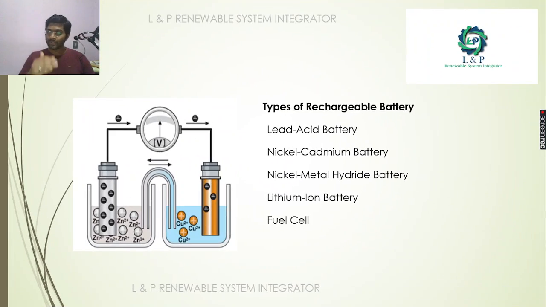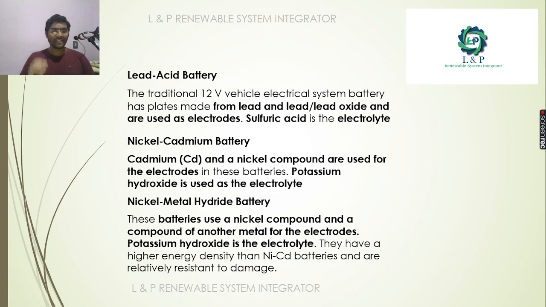If you try to classify the types, we have different types of rechargeable batteries: lead acid batteries, nickel cadmium batteries, nickel metal hydride batteries, lithium ion batteries and fuel cell batteries. The lead acid battery is a 12-volt battery which is used for the vehicle electrical system. In this one, lead and lead oxide are used as electrodes and sulfuric acid acts as the electrolyte.